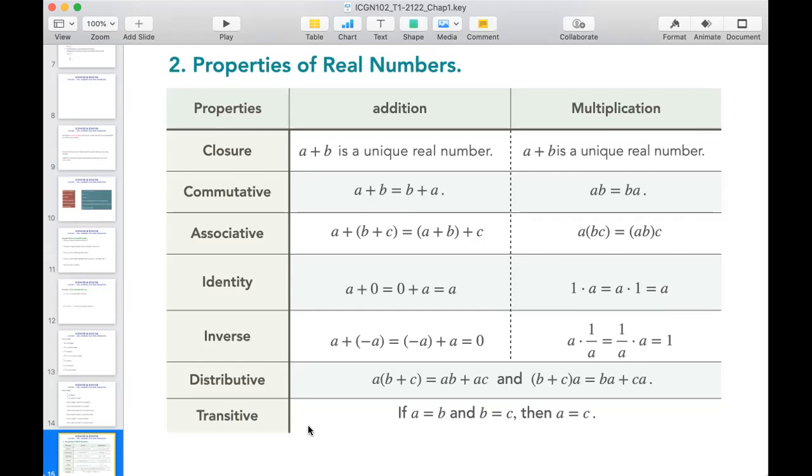Next, when it comes to multiplication, the value that makes multiplication become the identity is the number 1. You multiply 1 to any real number, you get that number. 7 times 1 equals 1 times 7 equals 7. Okay. You still get the same value whether you add or multiply by its identity.